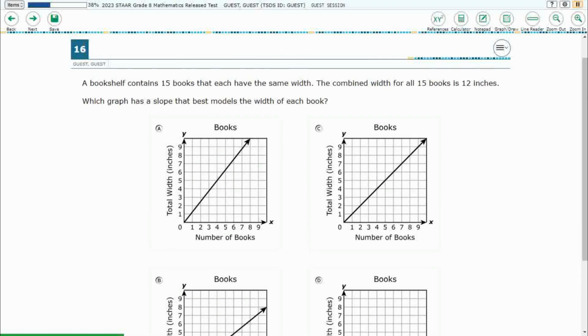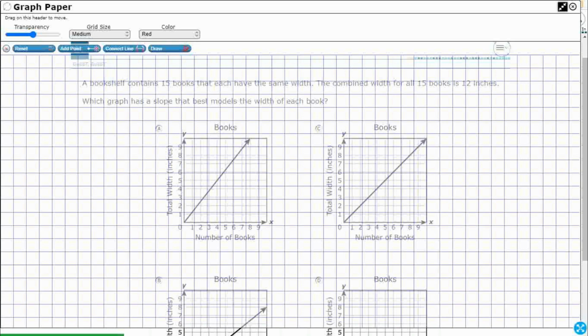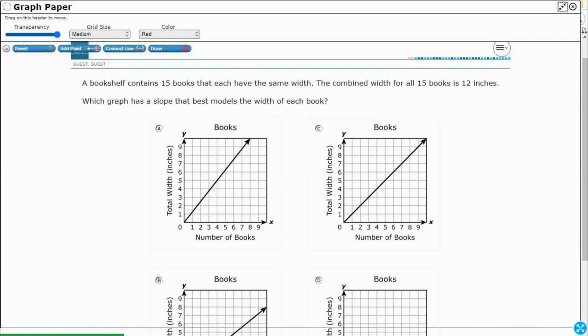Alright, so we've got a bookshelf here. It contains 15 books that each have the same width. That is going to be a big key for us, that we're dealing with a unit rate. Because when they say that each book has the same width, that's going to let us know we need a rate for each of these. So same width, I'm going to grab that from here. That equals unit rate.